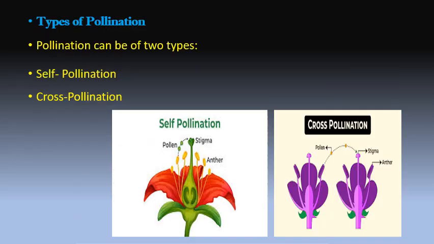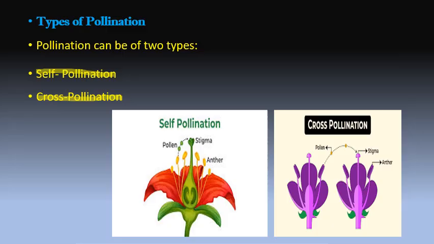Now let us study about the types of pollination. I hope you understand about the pollination so far. A better example, as I told you already, is the hibiscus, which is better to understand. Here you can see it can be of two types. The first type of pollination we call self-pollination, which is followed by another type called cross-pollination. So these are two different types of pollination.